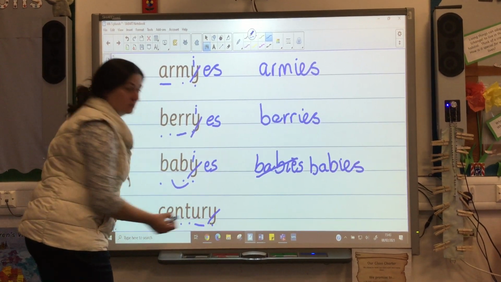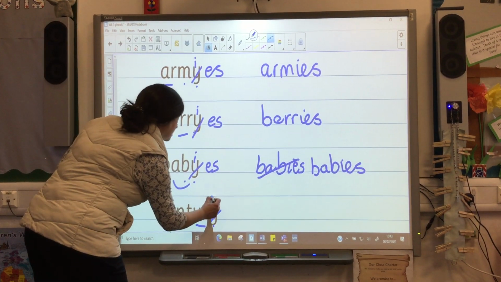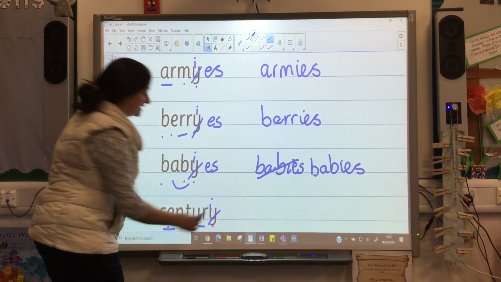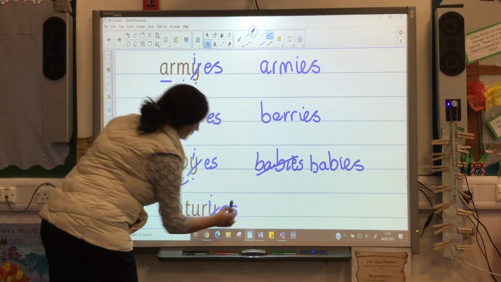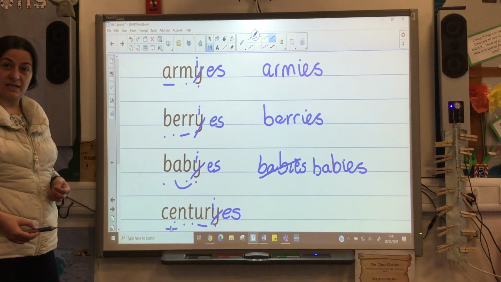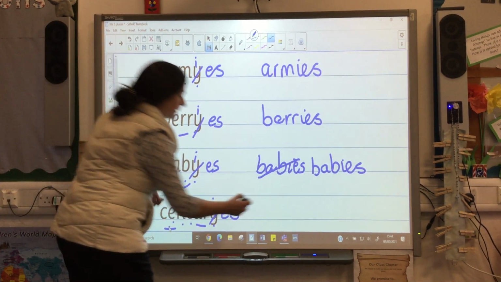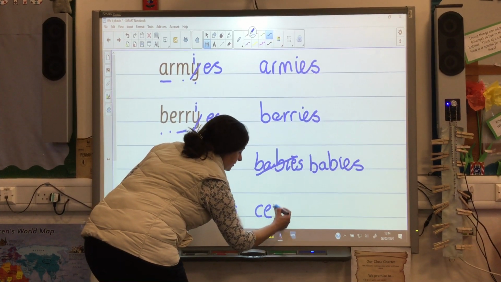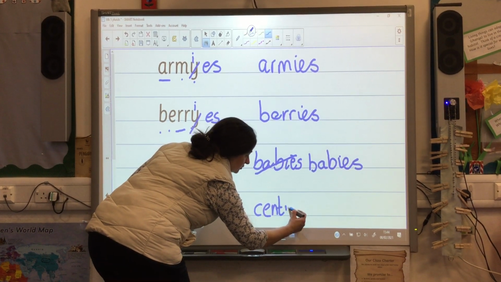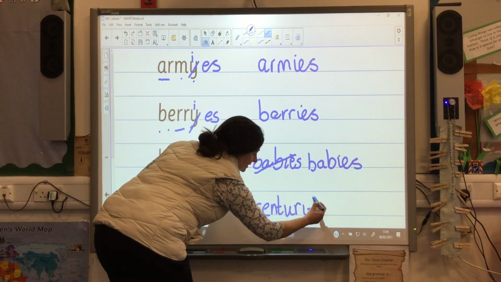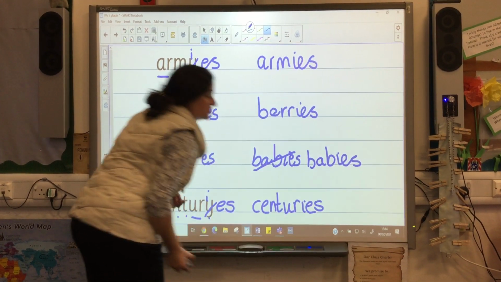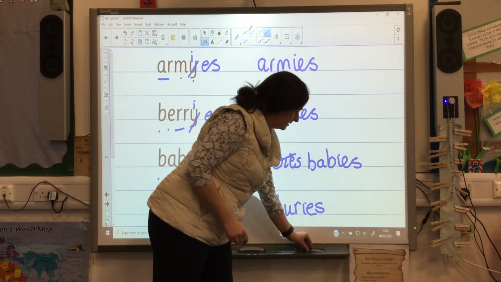Change the Y, turn it into an I, and what do we add? ES. That is not easy to read, is it? We know the rule, but let's write it properly. Centuries. Well done.